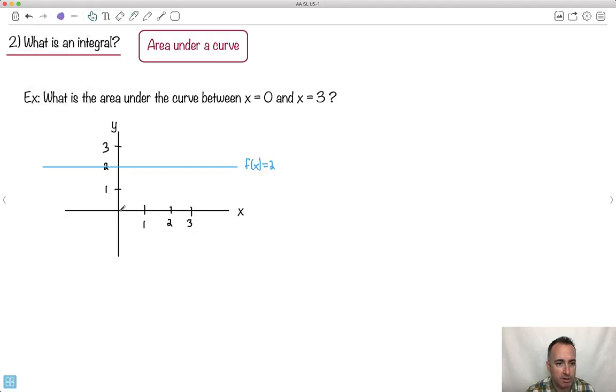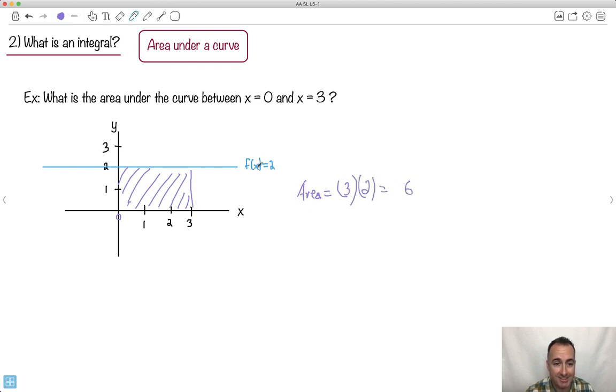I'm going to draw myself, well, from x equals 0, which is right here, to x equals 3. We go like this. And I have to find this shaded area here. Well, how would I find that? I know that the area of a square, or a box, is just the length times the width. So it would be 3, because it's 3 long here, times 2. So the answer would just be 6.